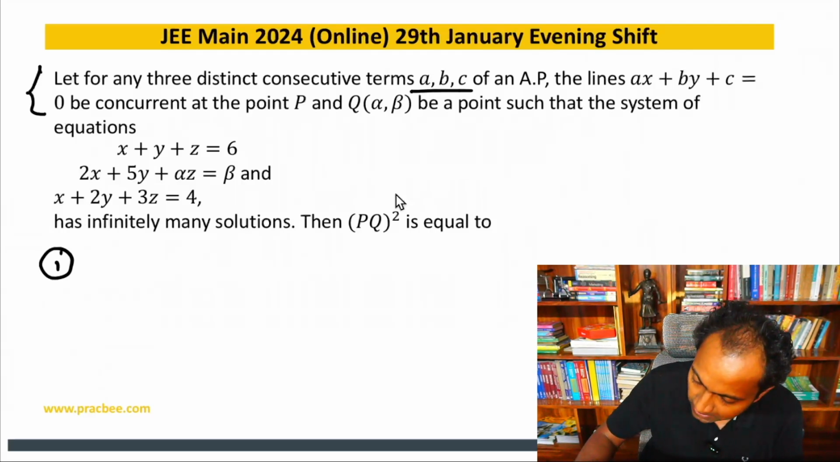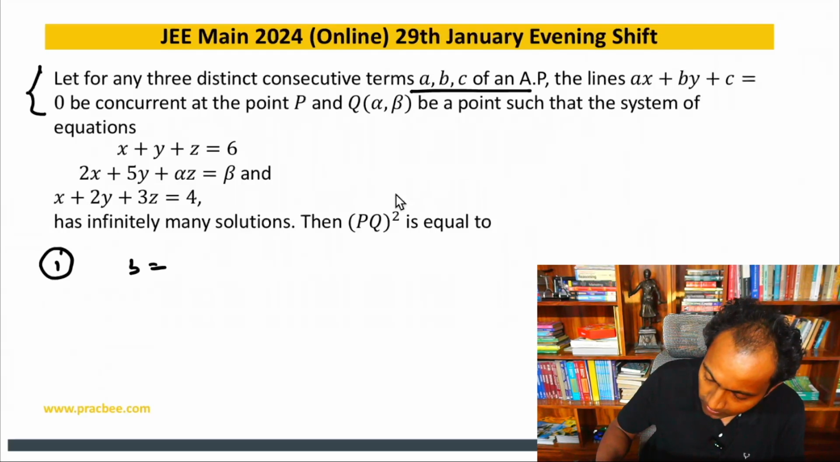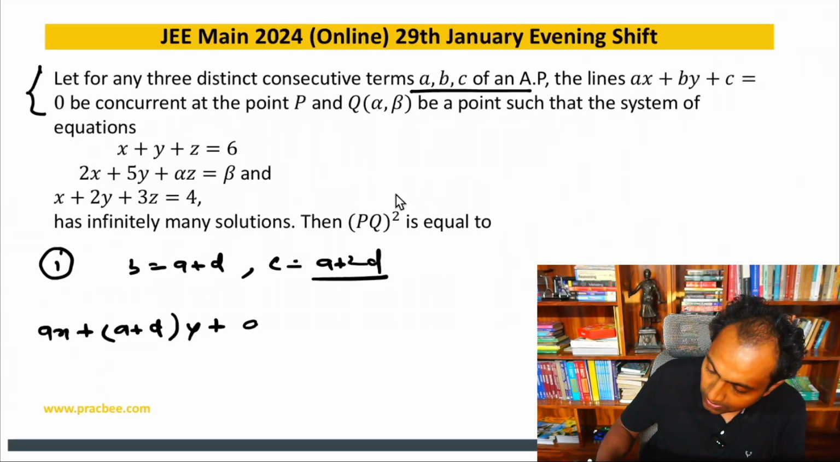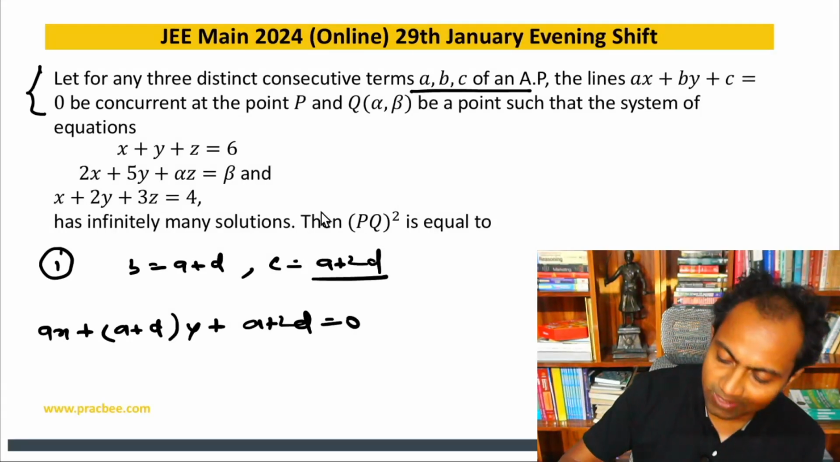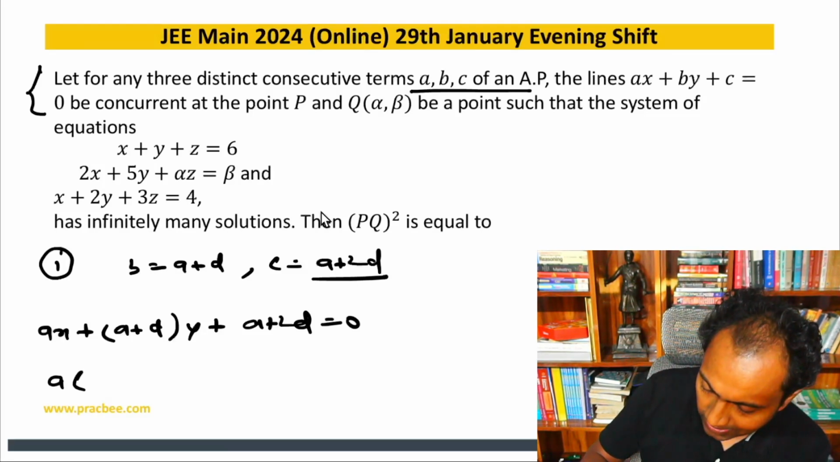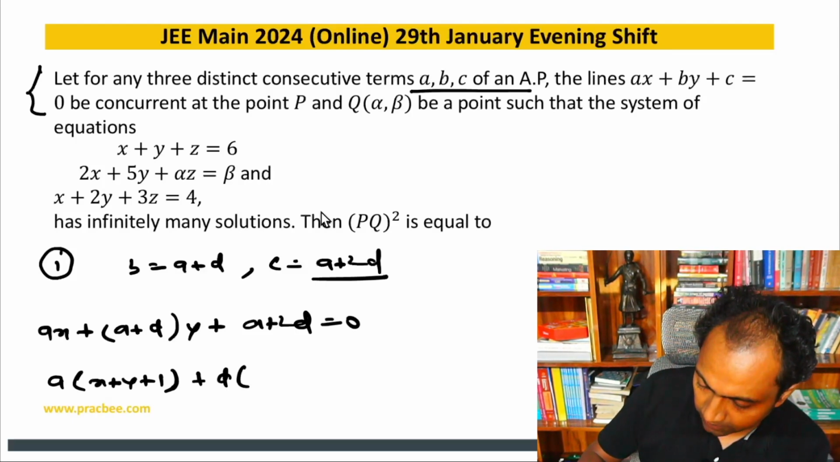So A, B, C are in arithmetic progression. That would mean B can be written as A plus D, D being the common difference, and C can be written as A plus 2D, again meaning common difference. If I substitute the values, Ax plus (A plus D) times y plus (A plus 2D) will be equal to 0. Now if I move to the next step, I will write all the terms having coefficient A: x plus y plus 1, and all the terms having coefficient D: y plus 2, is equal to 0.